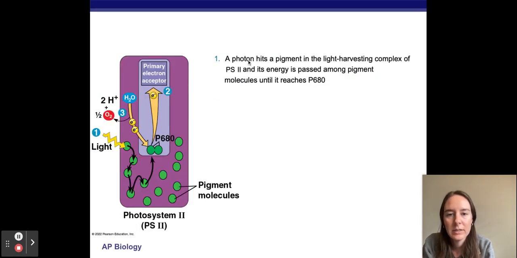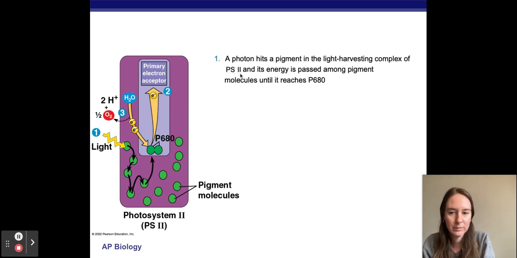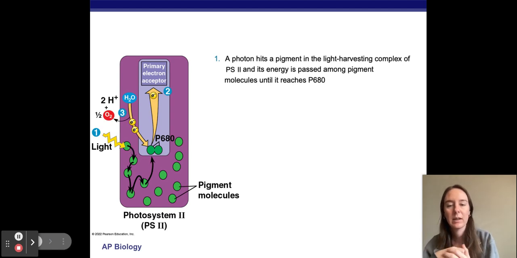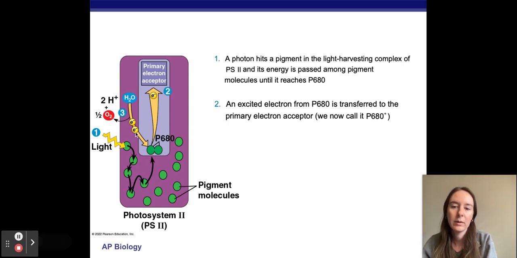All right, so notice here the first step. A photon, so here's our photon, is going to hit a pigment in the light harvesting complex of photosystem 2. So the light harvesting complex means all those pigment molecules and proteins together like we saw before. And its energy is passed among pigment molecules until it reaches P680. So this is a special chlorophyll molecule. Next, it's going to excite an electron. So it's going to pass energy or an electron to this chlorophyll molecule here.